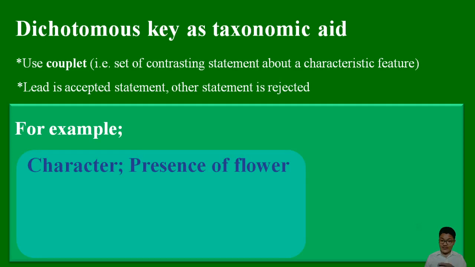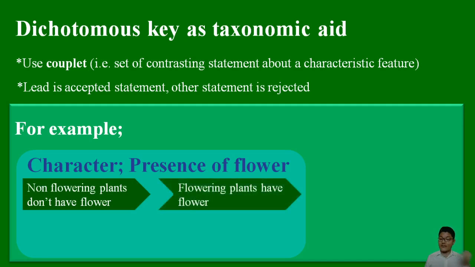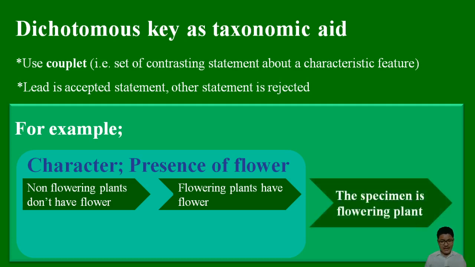Suppose we focus on categorizing flowering plants and non-flowering plants, and a character here is the presence of flower. Non-flowering plants usually don't have flower. That is one statement. We also have another statement: flowering plants have flower. So these are two statements. One is contrasting, one is acceptable. Right? So the specimen is usually flowering plants.